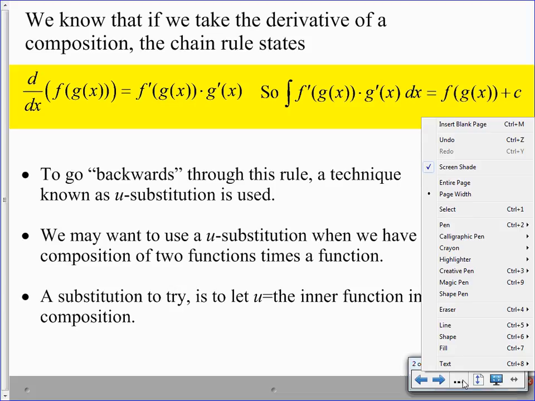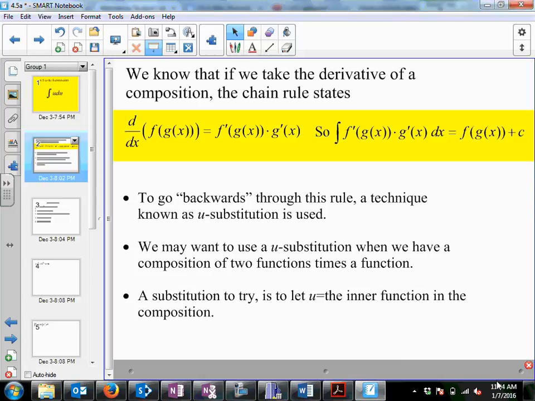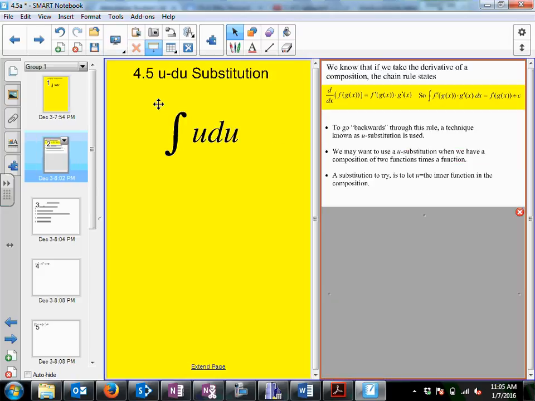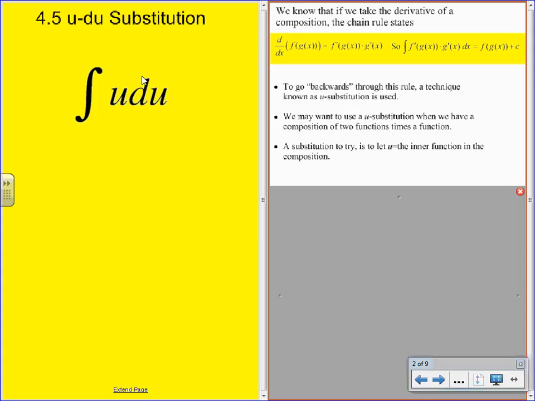Hold on. There's a way for me to have 2 pages on here at once. Magic pen. Crayon. Okay.